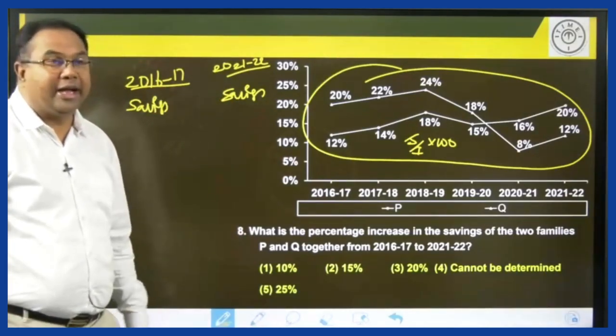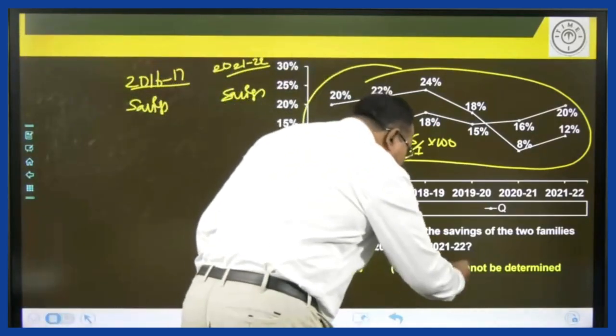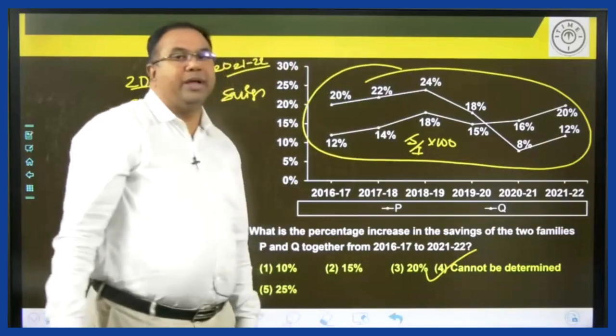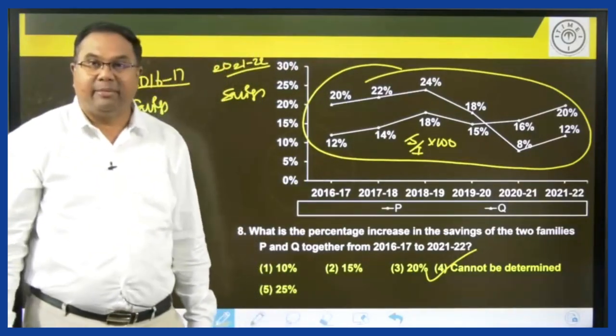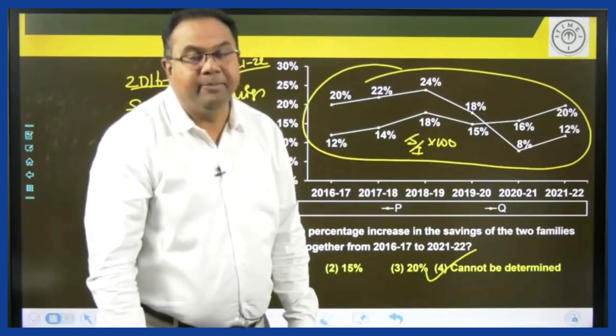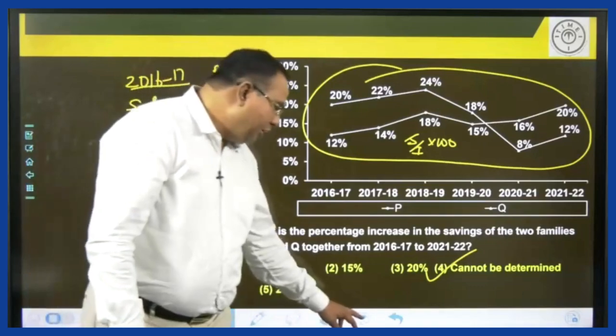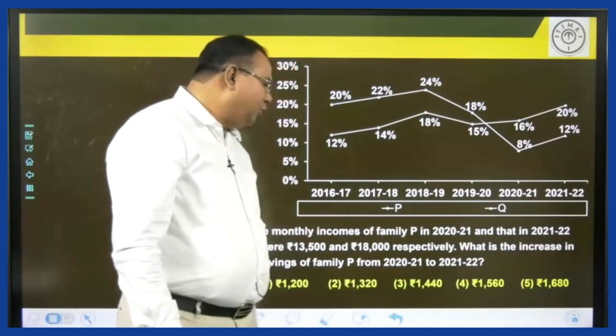Because I don't know the income, I cannot find out the values. We don't know the values, we cannot find out the percentage increase. So what should be our answer? Cannot be determined. You can write down, we do not have information about income. Income values are not given. So answer cannot be determined. With only percentages, you cannot do that.